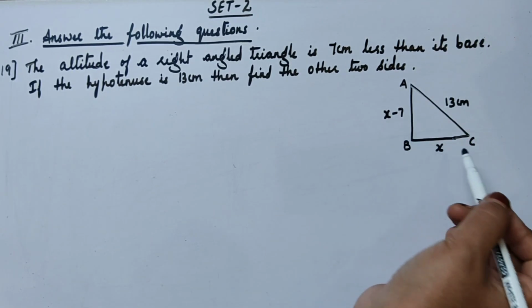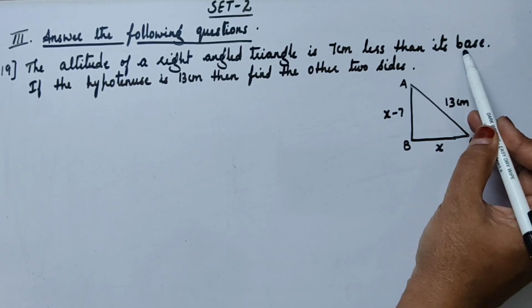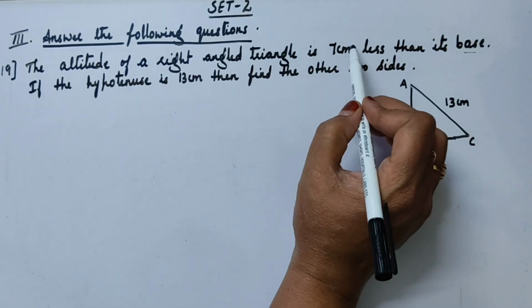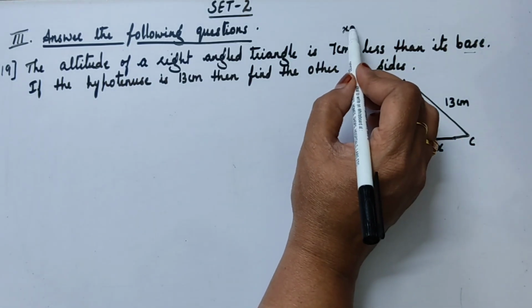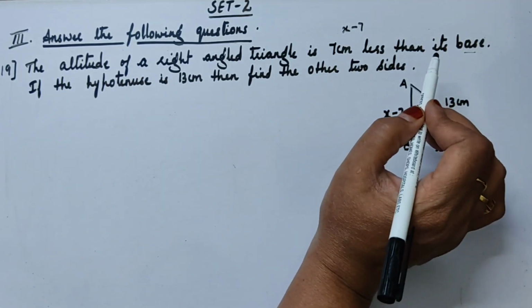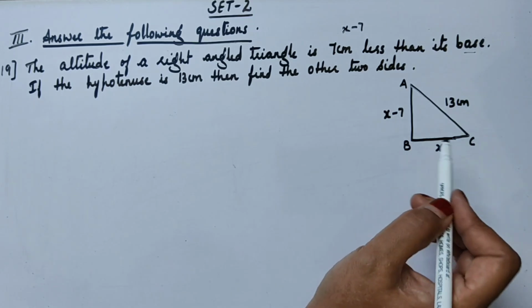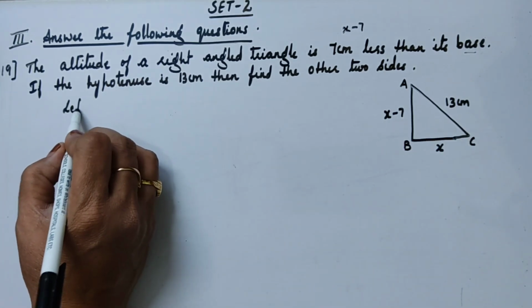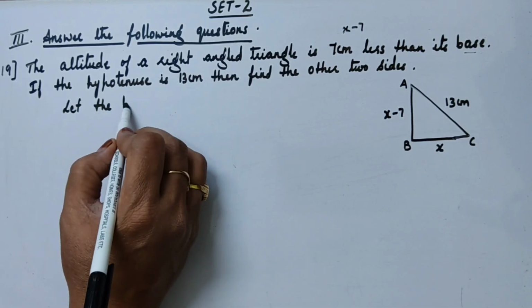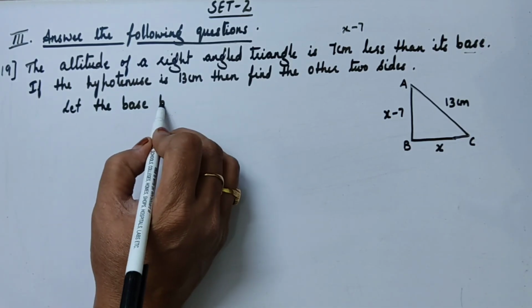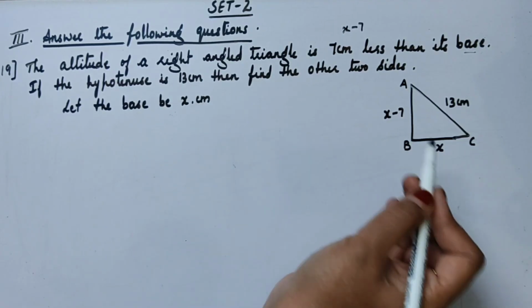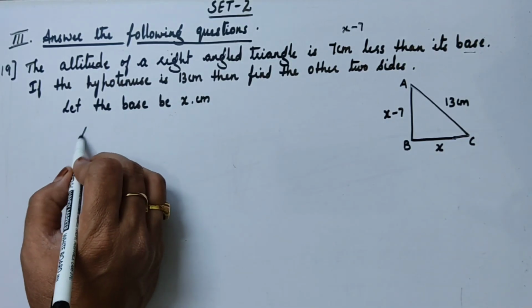Hope this is clear to you all. We don't know what the base is. Let us write here x. Okay, 7 centimeters less than the base, so it's x minus 7. Now let us apply Pythagoras theorem. Let the base be x centimeters.